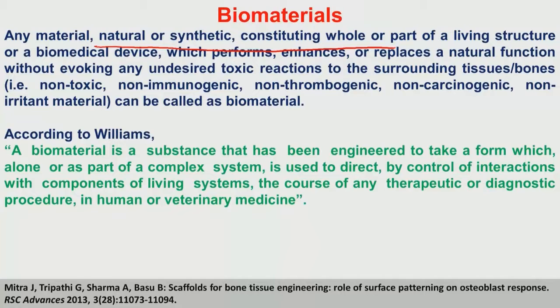So, there are certain things that need to be underlined here. One is non-toxic, second is non-immunogenic, third is non-thrombogenic, fourth is non-carcinogenic and non-irritant material. Therefore, one has to assess each of these properties, like how one can quantify or assess the non-toxic or non-immunogenic properties of a synthetically fabricated or synthetically produced material.